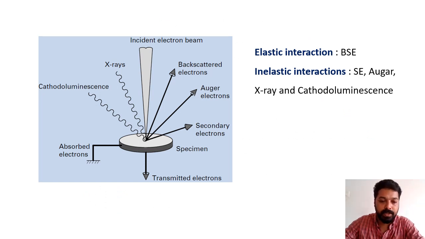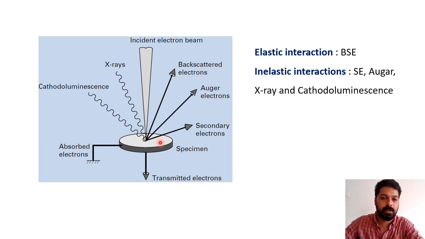Now let us look into its phenomena, how the primary beam is used to get the image. When a primary beam of high speed electrons falls onto the specimen, these electrons can ionize the sample. A certain amount of electrons are absorbed by the specimen, and certain electrons are transmitted by the specimen, and these transmitted electrons are used for the TEM, transmission electron microscope.